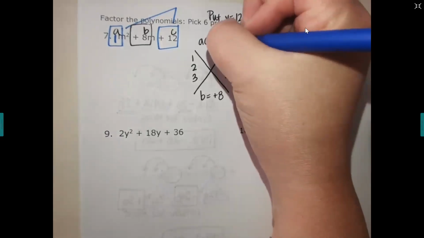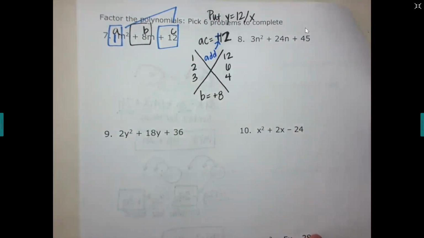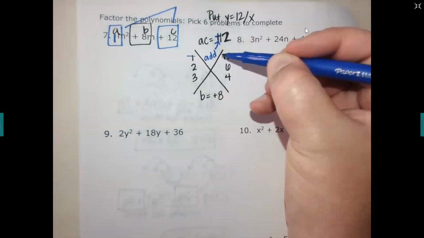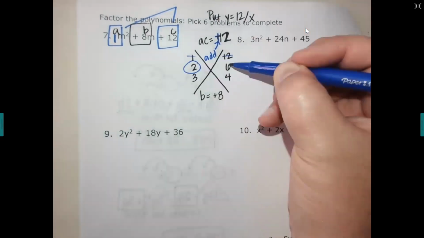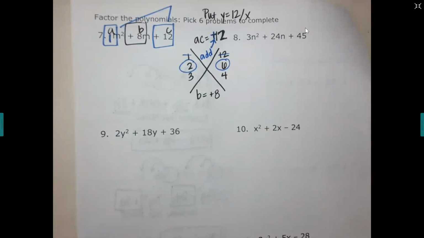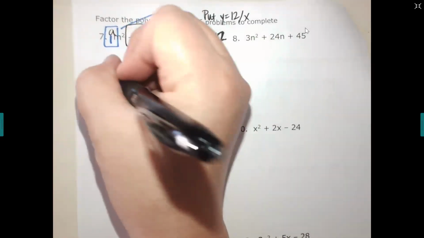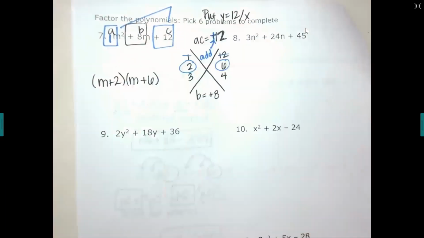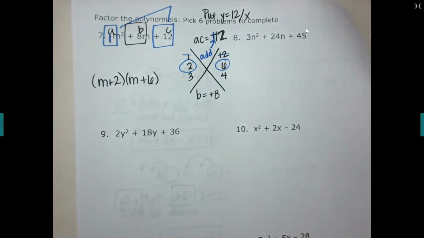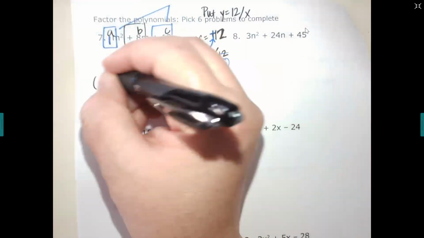I need my numbers to add to an 8. Now remember, the reason I know I'm adding here is because the 12 at the top is positive. So I'm going to look through my numbers and see which one adds to 8. 1 plus 12 is 13. I don't want that. 2 plus 6, that's 8. So then I'm going to circle my 2 and my 6 and put them in parentheses with the letter in the question. So normally it's an X, but you can see here that this time it's an M. So I'll do M plus 2 and M plus 6. Then if your A is a 1, you're done. So I'm looking right here, my A is a 1. That means I'm done.